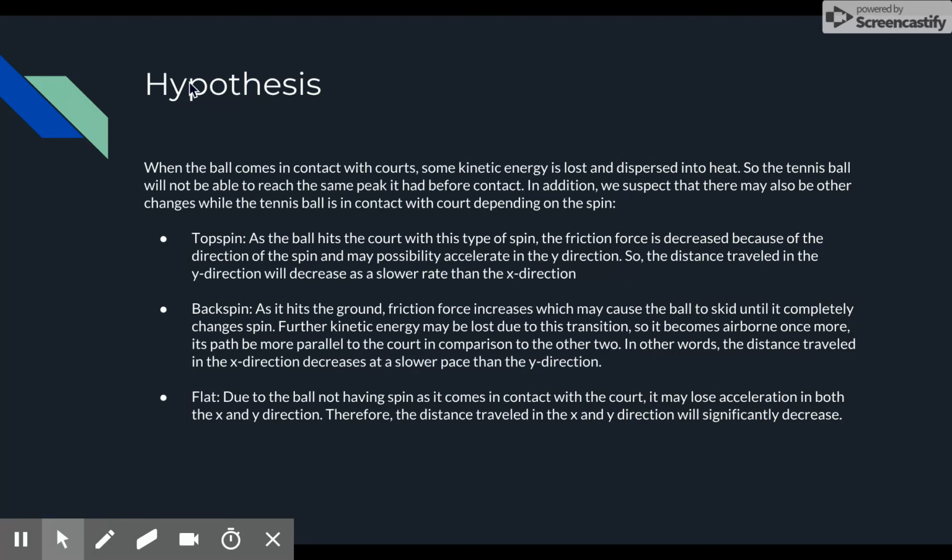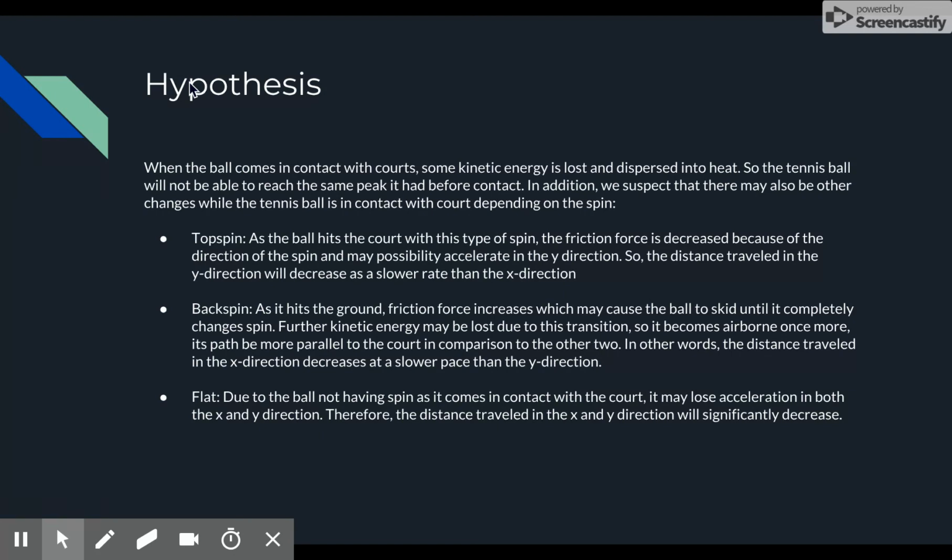We hypothesize that when the ball comes in contact with the court, some kinetic energy is lost and dispersed into heat. During topspin, due to the direction of the spin, the friction force is decreased, and it will accelerate more in the y direction than in x, so it has more of an arc to it.